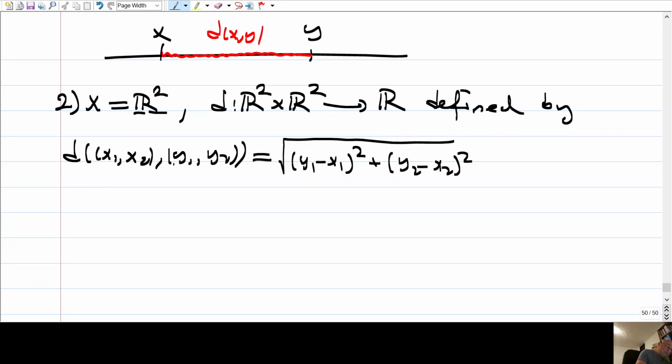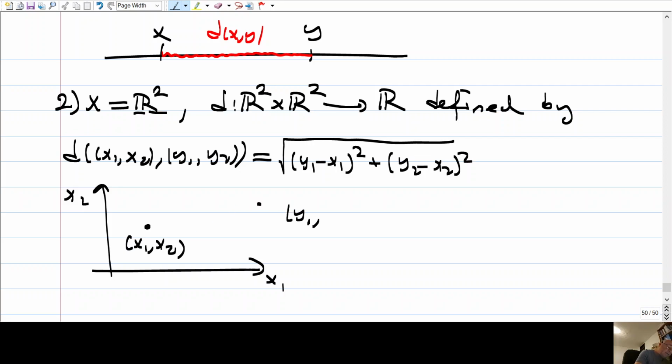This is a bit confusing because, so here our plane is like this. So this is, let's say, the first axis. This is the second axis. So this is x1, x2. I have another point, y1, y2. And this is really the Euclidean distance between these two points, okay?